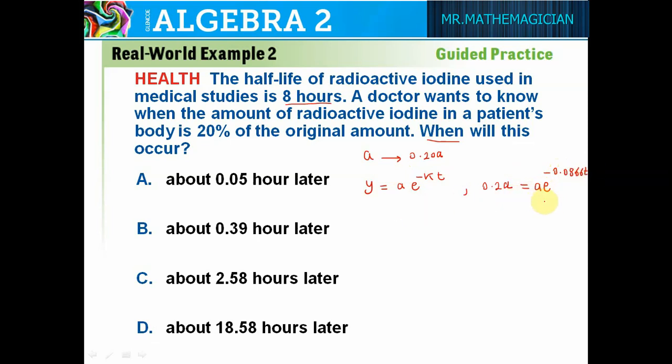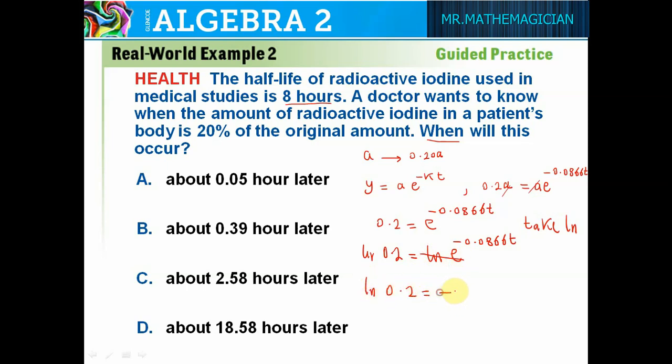So now we can divide both sides by a, so a got cancelled. So 0.2 equals e to the negative 0.0866t. Now take ln for both sides. So ln 0.2 equals ln e to the negative 0.0866t. Now we all know that ln will cancel the e, so ln 0.2 equals negative 0.0866t.